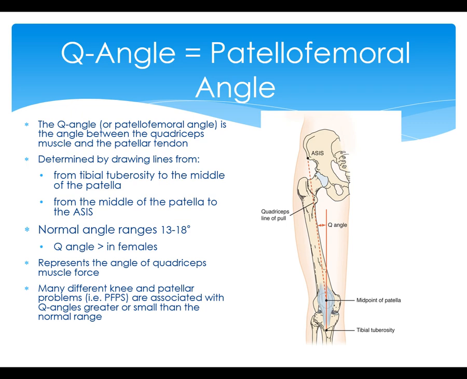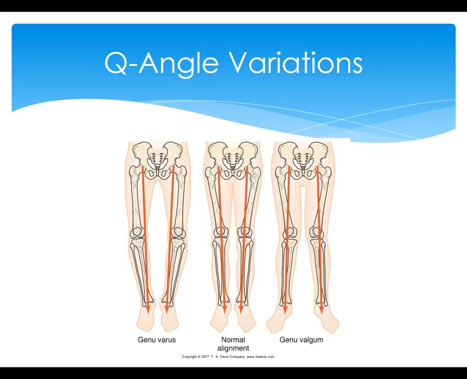So here are different variations of the Q angle. In the middle here, you see a normal alignment, normal Q angle. On the left, you see what's called genu varus. Now, genu is another name for knee, basically, knee joint, whereas coxa, that we learned before, is related to hip joint. So on the left, you see genu varus, or what we're going to learn is called bow-legged. And on the right is genu valgum, which is knock knees.